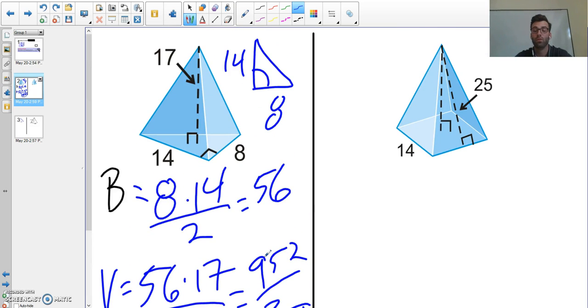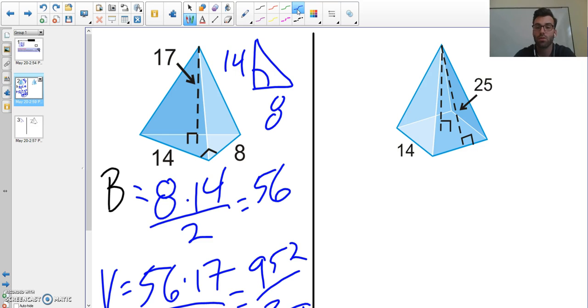If you look at this problem here, our next one, this is our height. The height starts at the top and goes down to the center of your base, right? It goes perpendicular to your base. This 25 is pointing to the slant height. So in this problem, we're going to use the slant height to help us find our height.